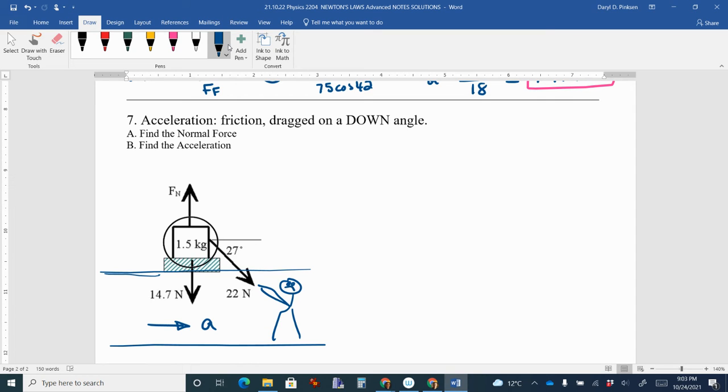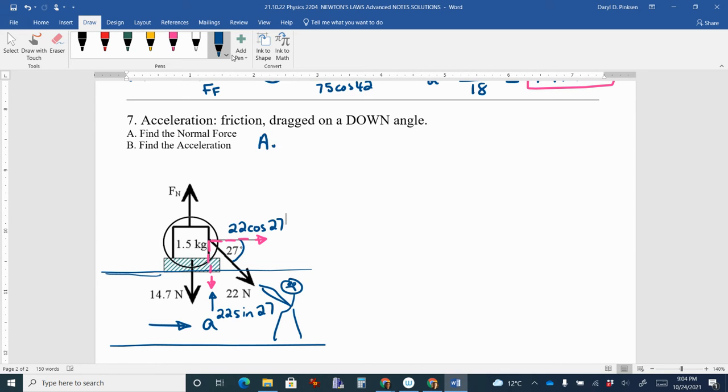So that's how I think of it. In this case, if there's a string attached here, you've got no choice but to pull it on a downward angle. Well, let's have a look. Actually, let me change the color here. I'm going to break that 22 newtons down into its two components. This will be 22 cos 27, and this will be 22 sine 27.